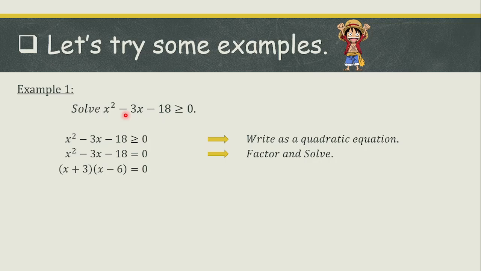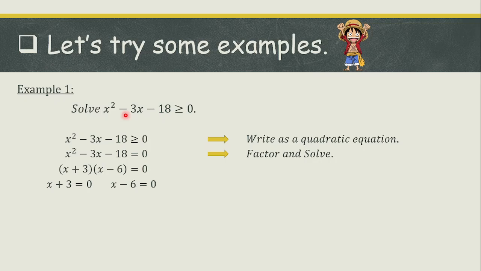So class, after natin ma-factor out, we are now going to separate x plus 3 and x minus 6. Gagawin natin siya into two linear equations. So magiging x plus 3 is equal to 0 and the other one is x minus 6 is equal to 0. I-solve muna natin yung first linear equation, x plus 3 is equal to 0.